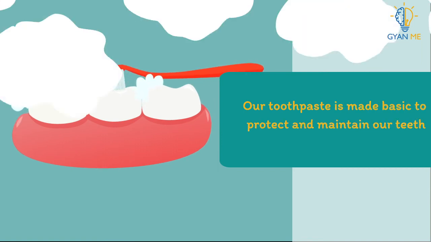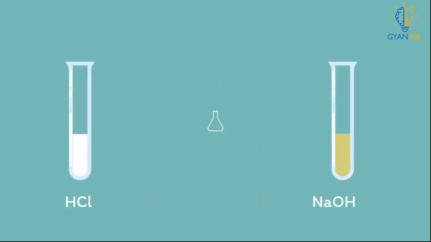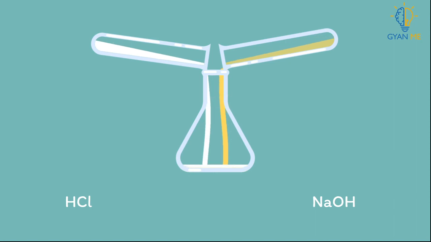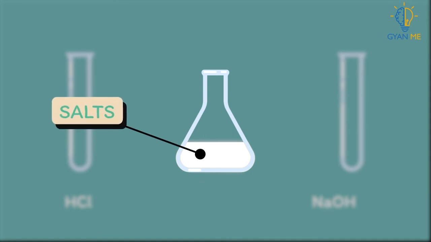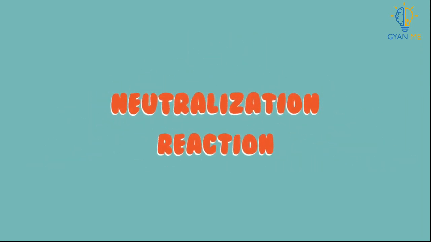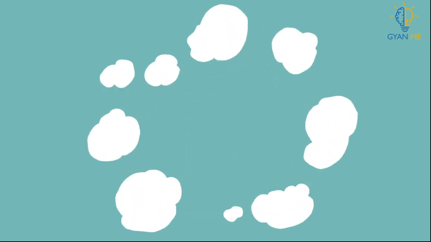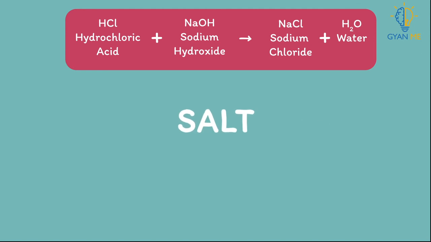Last, students, what if I take hydrochloric acid and sodium hydroxide and mix them? This will produce a class of chemicals which we call salts. Yes, students, acid and base neutralize their effects by such reactions and hence they are called neutralization reactions. It forms salt and water. As evident, salts are neutral.